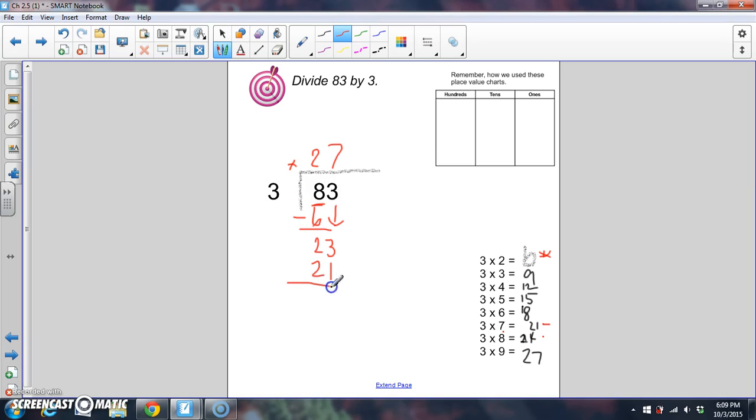I divided, I multiplied, now I'm going to subtract. 3 minus 1 is 2. 2 minus 2 is 0. There's nothing left to bring down, so I know that I am finished with this problem, and this 2 then becomes a remainder in my quotient. So here is my final answer.